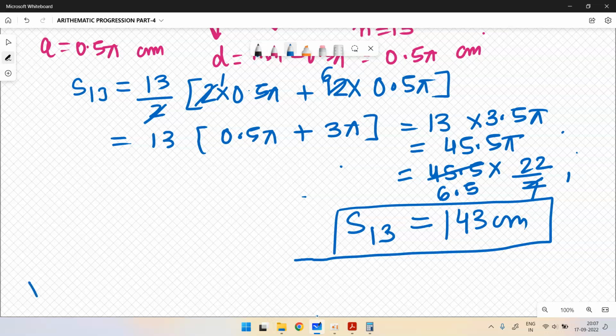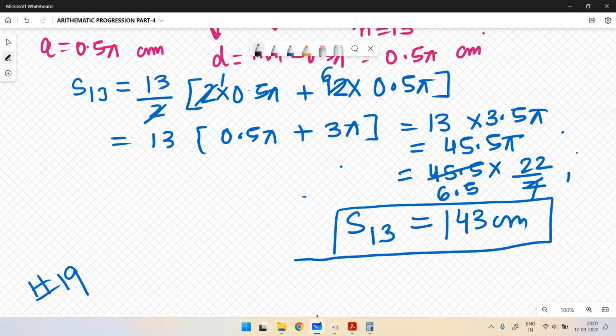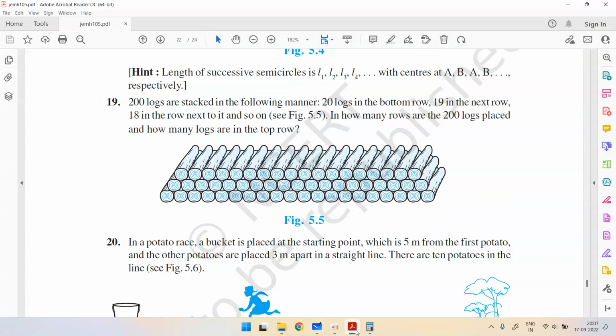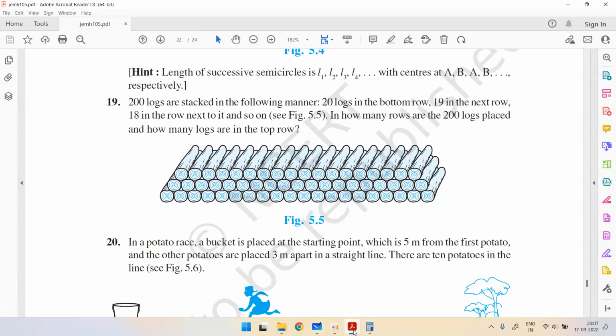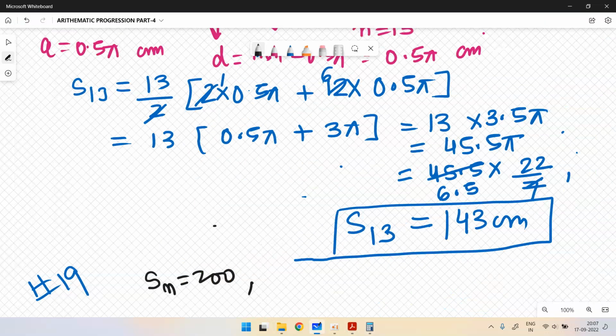Wooden logs are given, and 200 are stacked in the following manner. Total 200 are given, so it's given that S of n is 200. I'm starting from the bottom. The first row is 20 logs, then 19 logs, then 18 logs.